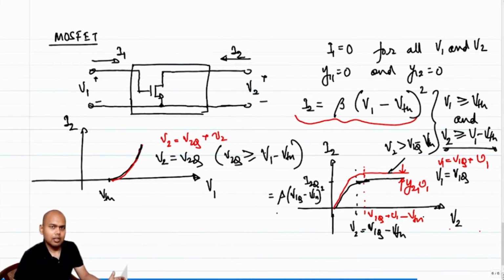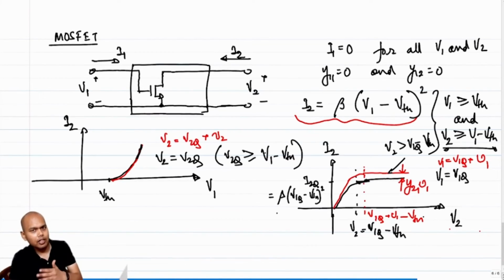However, they will look similar, in terms of their incremental properties. And what will they look like? Y11 will be close to 0 or exactly 0. Y12 will be close to 0 or exactly 0. Y22 will be close to 0 or exactly 0. And Y21 has to be very high. If you don't have these properties in a device, you cannot make a good amplifier.